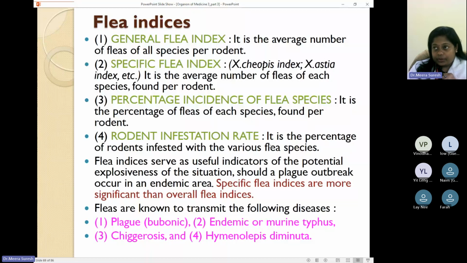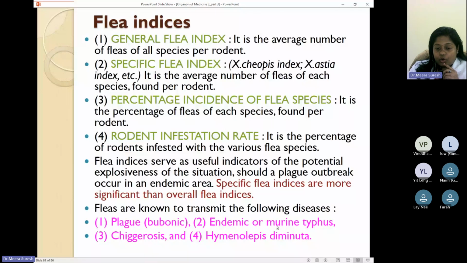So, I repeat, you don't have to remember this by heart, but just remember in case of fleas, there are certain indices. These indices are regularly calculated. They are watched for, especially the Synopsilla chiopis, because it is the rat flea which can cause plague. So this one might be more important. Just to introduce the term, the flea indices serve as useful indicators of the potential explosiveness of the situation should a plague outbreak occur in an endemic area. Among that, the specific flea index is more important than overall flea index.